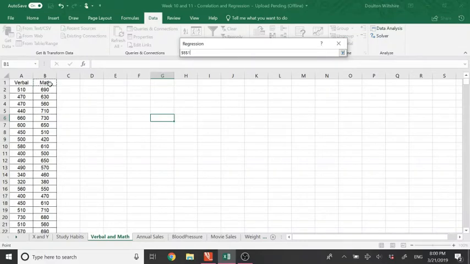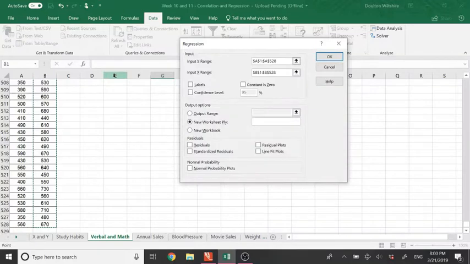And there's a lot of them, so I really suggest that command shift down. Otherwise, you're going to be scrolling 500 rows. Labels, we hit yes. You're never going to use this constant as 0 thing, so don't worry about that. Confidence level, it's already going to spit out confidence intervals to you, so you don't really have to worry about that either. But something I would suggest that you always click is the standardized residuals, okay? We'll click on these for a second so I can show you what they are, but standardized residuals, I always want you to click, okay?